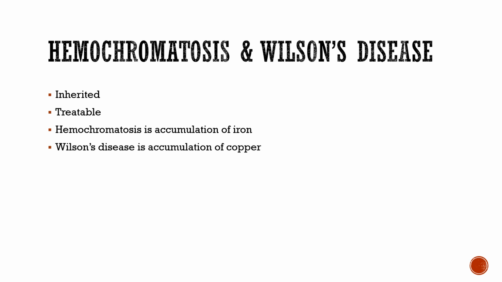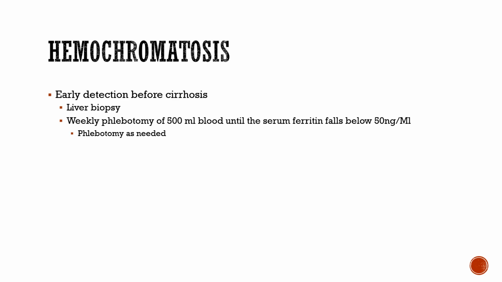Hemochromatosis and Wilson's disease are two inherited diseases of the liver. They are treatable. Hemochromatosis is an accumulation of iron in the liver, and Wilson's disease is an accumulation of copper. Hemochromatosis is verified by measuring the serum ferritin levels and by doing a liver biopsy that shows liver full of iron. Now, we measure the serum ferritin, which is a storage of iron in the liver.